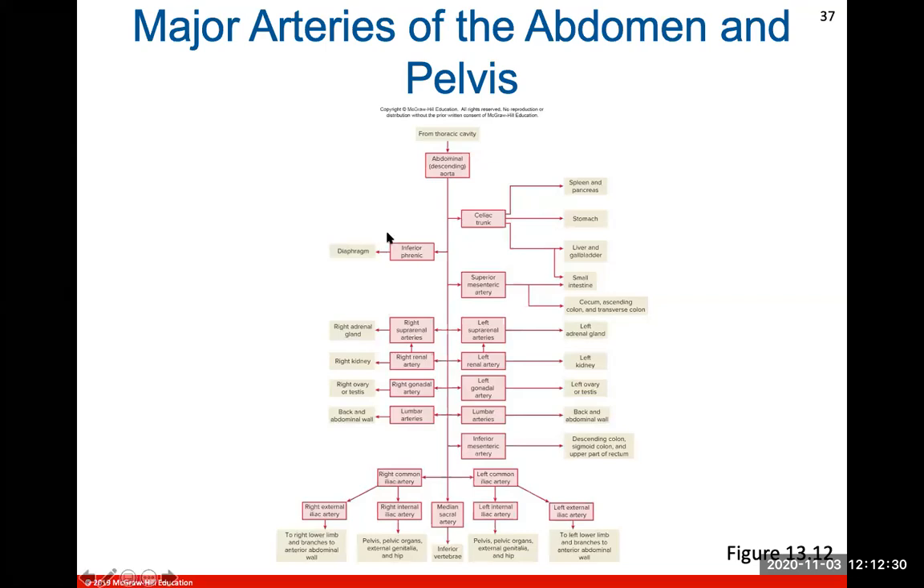This just shows you the descending aorta and all the major branches off of it in order, and then what they supply blood to. So this is a really great way to see it from a different viewpoint.